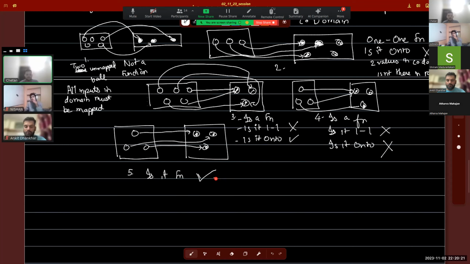Perfect. Is it a one-to-one function? Anurag says yes. It's a one-to-one function because every element in my domain is actually mapped to some unique element in my codomain, right? Is it an onto function? Anurag says yes. Bharat says yes. It's an onto function as well because every element in my codomain is actually mapped to some element in my domain. Correct?